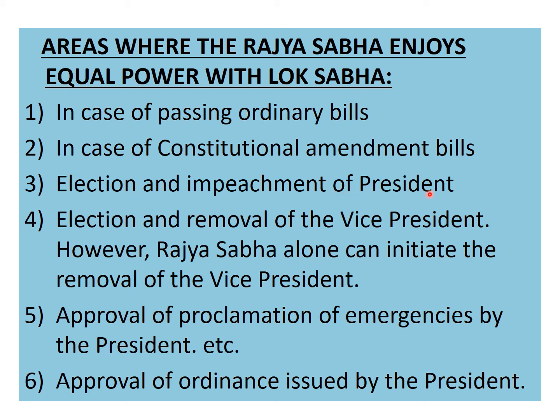The same goes in case of the impeachment of president, then election and removal of the vice president. But in case of vice president, since the vice president is the chairman of the Rajya Sabha, the Rajya Sabha can initiate or propose the resolution, but both the houses together remove the vice president. Then approval of emergency, or in case the parliament is not functioning and an ordinance has to be passed, in that case also both the houses have to give their consent.